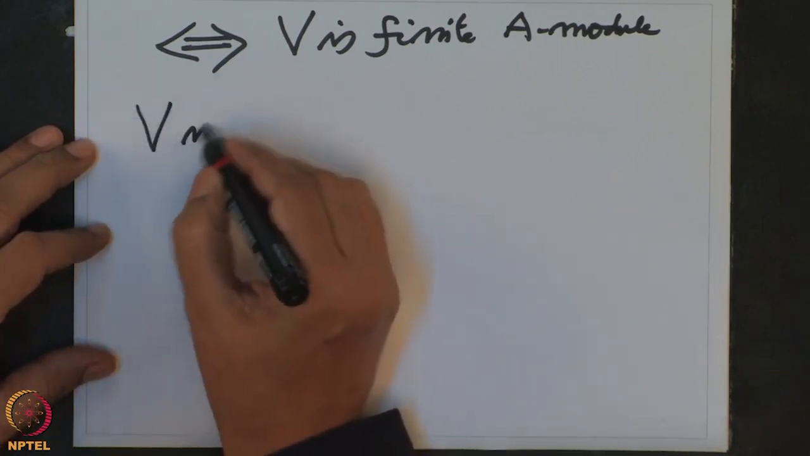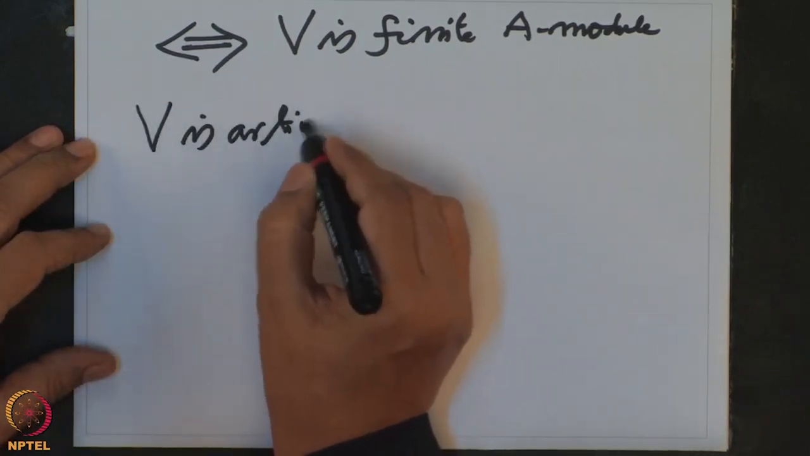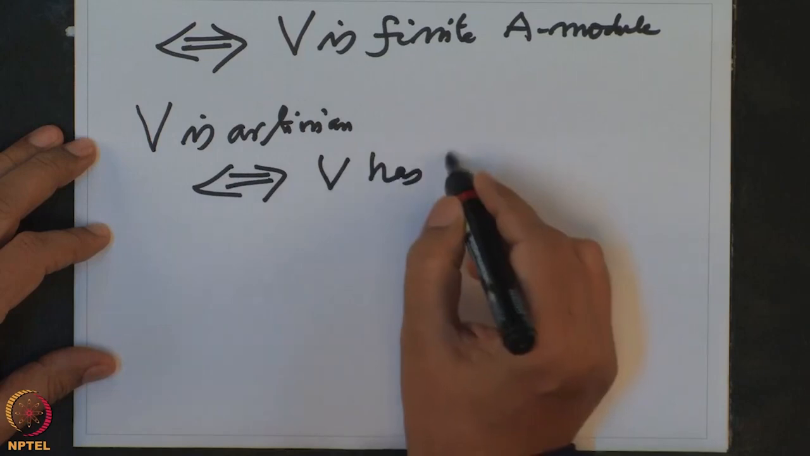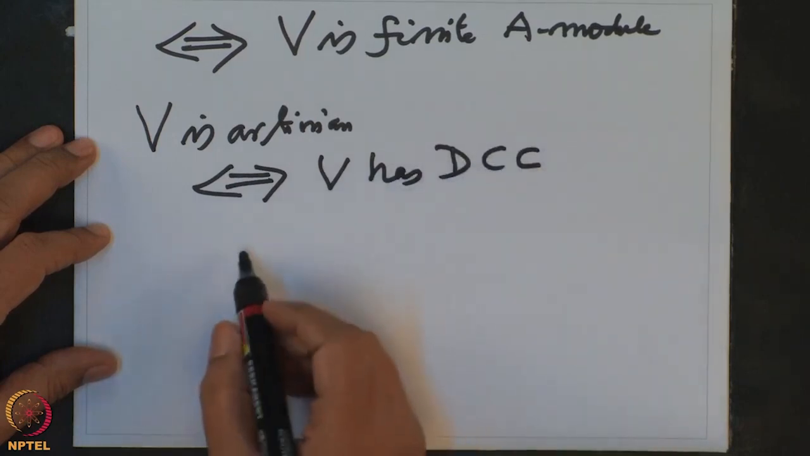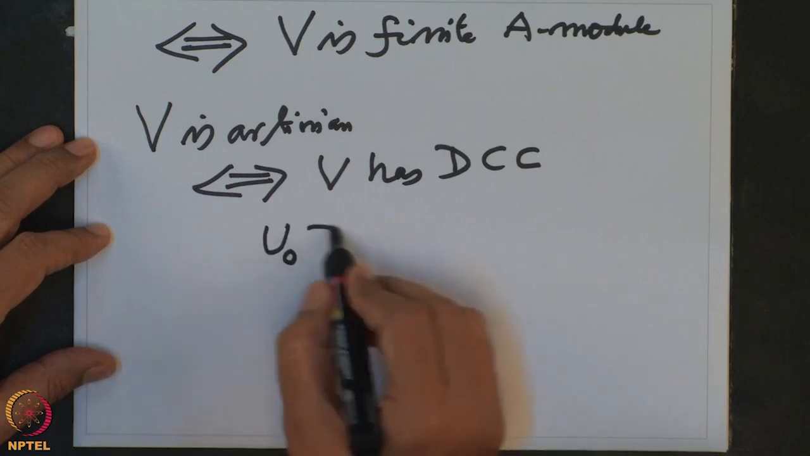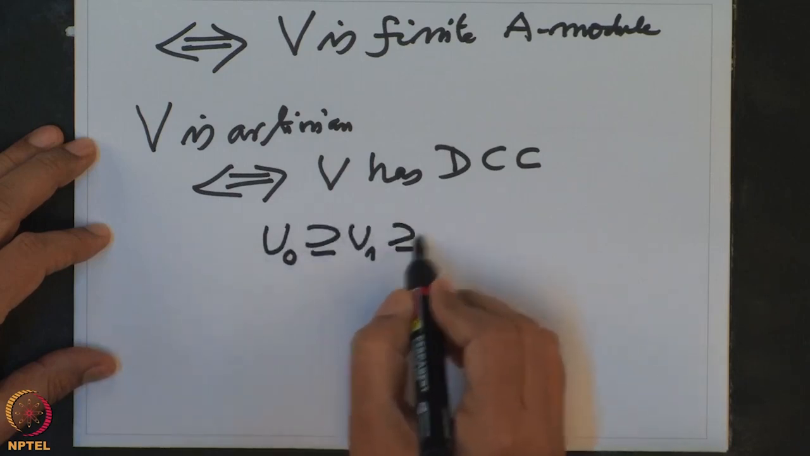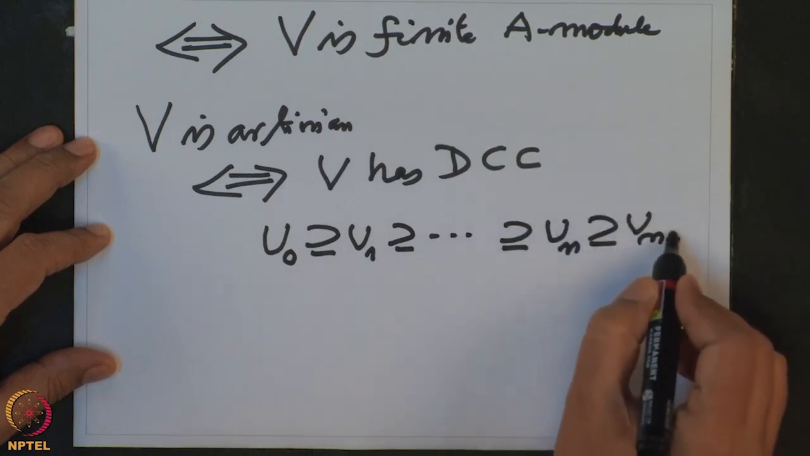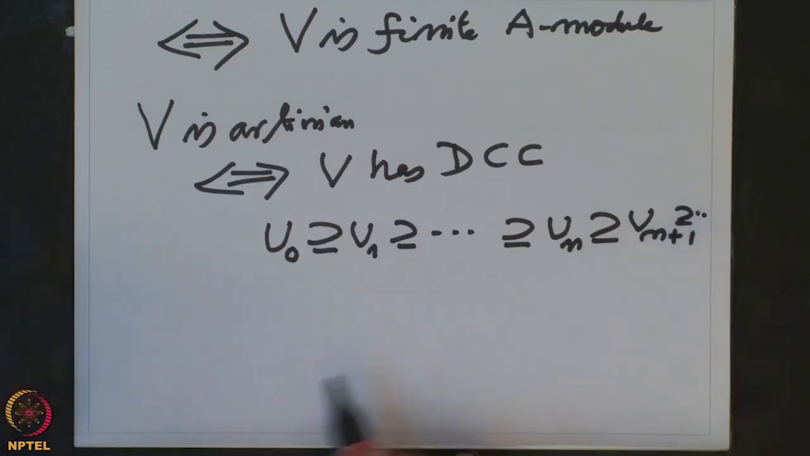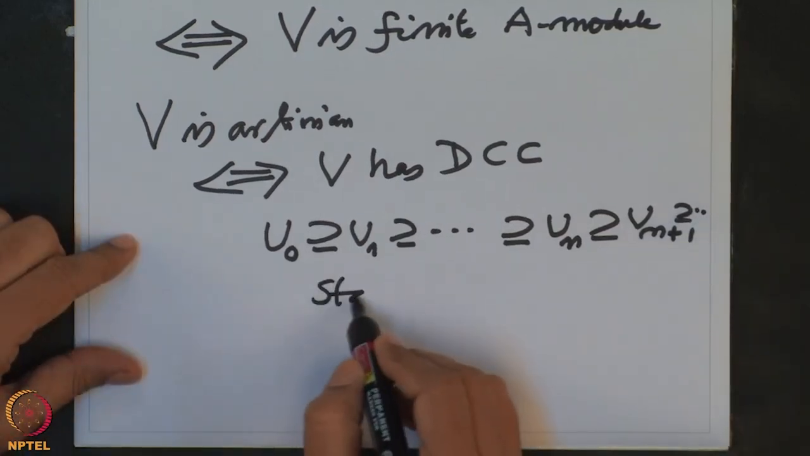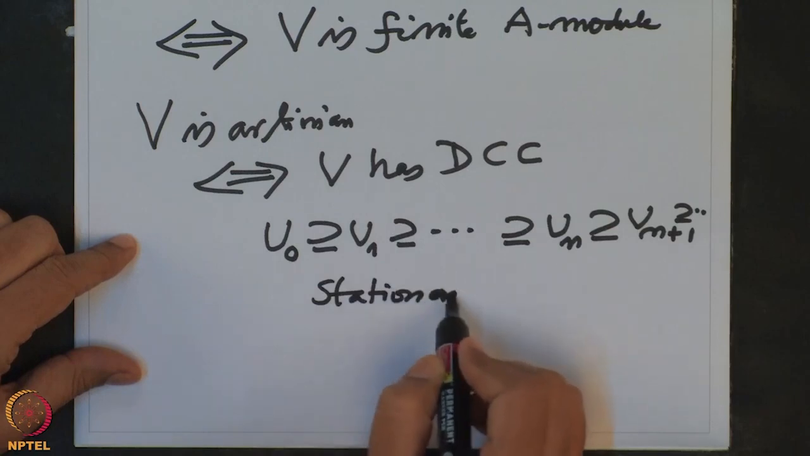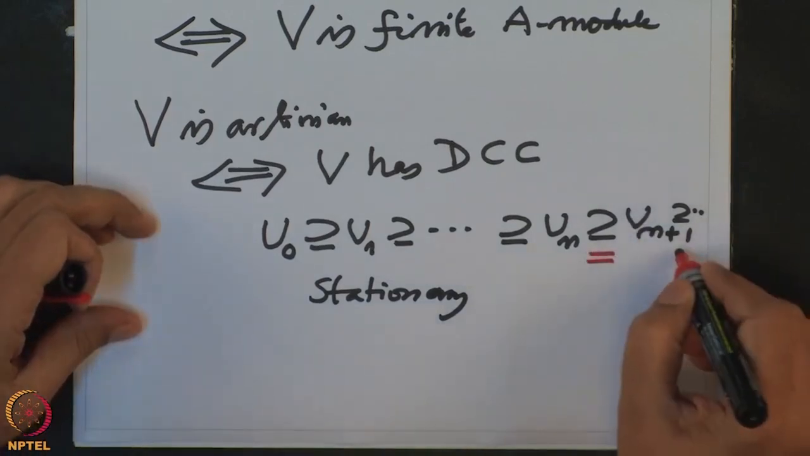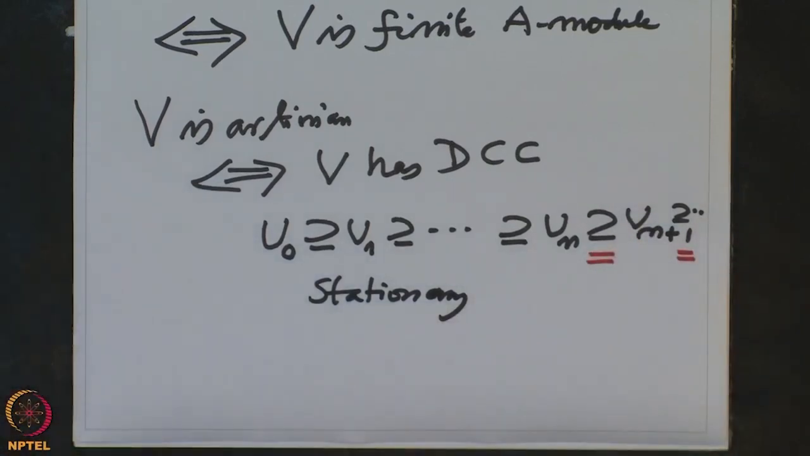So V is Artinian if and only if V has DCC. That means if you have a descending chain U0 containing U1, containing Un, containing Un plus 1, this should become stationary. That means after some stage, it becomes equality everywhere. Then you call it Artinian.